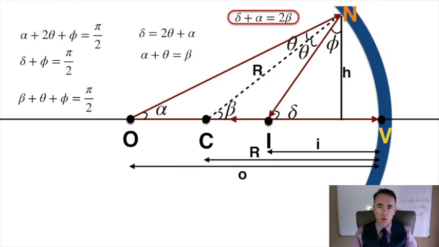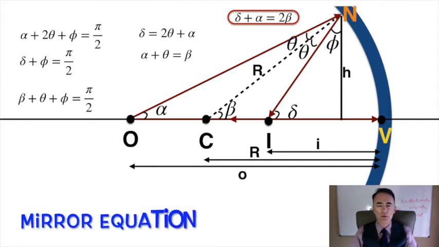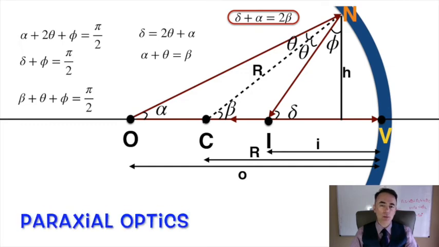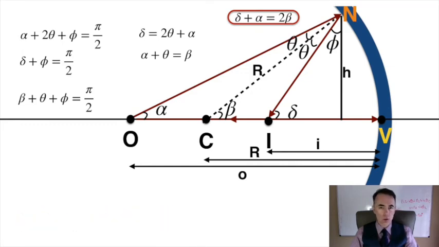Now is when we have to make an approximation. We're going to find the so-called mirror equation, but it's only valid for small angles, but works most of the times. This is paraxial optics, if the angles are small. So we can approximate the angles by the tangents: alpha by tangent of alpha, beta by tangent of beta, and delta by tangent of delta.